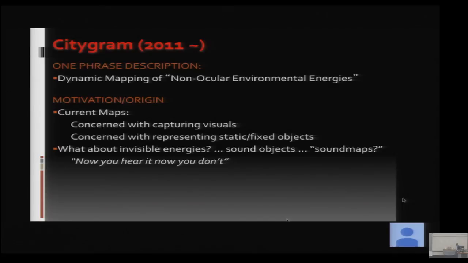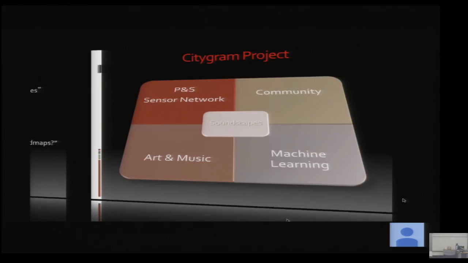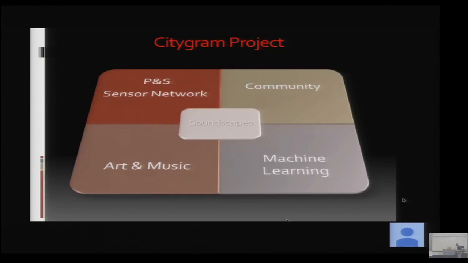One phrase description that we like to use is this idea of dynamic mapping of non-ocular environmental energies. And the motivation is basically looking at current maps which are concerned with capturing visuals and representing static fixed objects like streets, buildings, rivers, and whatnot. And we thought about, what about sound maps? Sort of these invisible energies that we have in environments. And a big problem, obviously, for sound maps is that these sounds dissipate pretty quickly. It's a dynamic system. So that came with a lot of challenges, and we tried to solve some of these challenges in order to create these so-called sound maps.